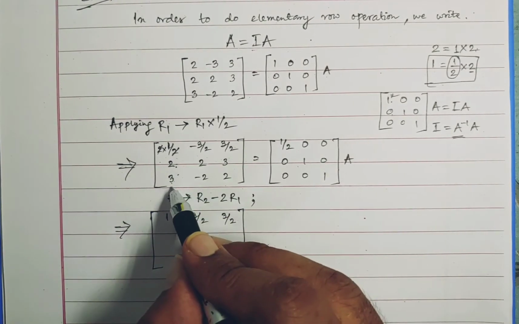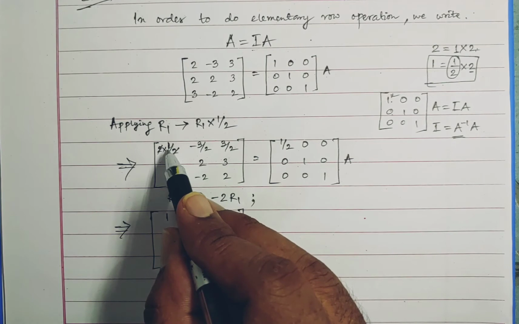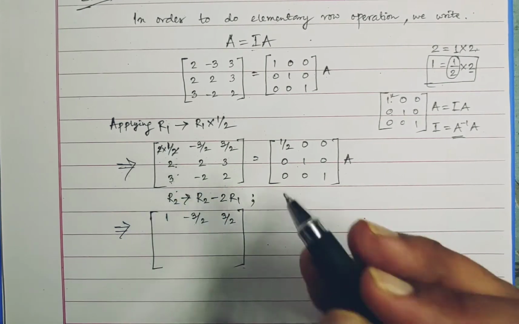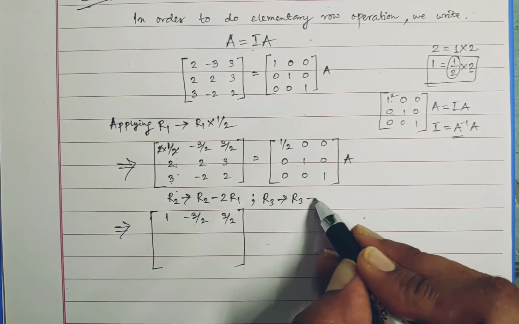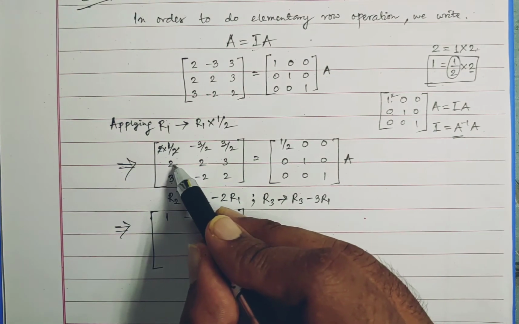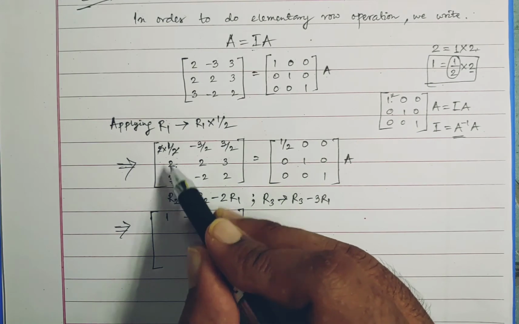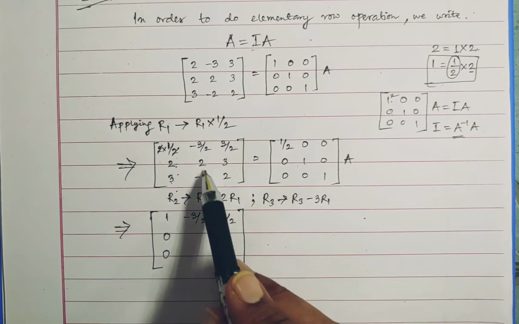Now the same thing goes with this row 3. It's 3. What should I multiply with this one? Corresponding element? 3. So R3 implies R3 minus 3R1. Understood? So these are the two operations we need to make the second element and the third element of column 1 to be 0. So these become 0. Right? Now what about these elements?